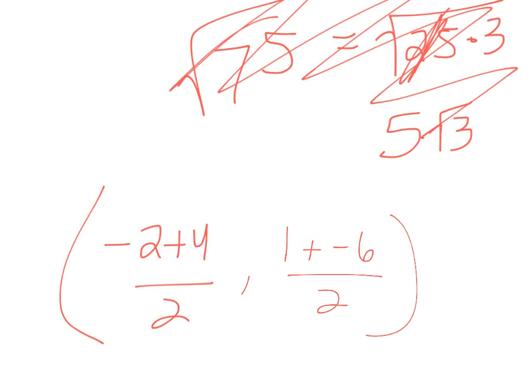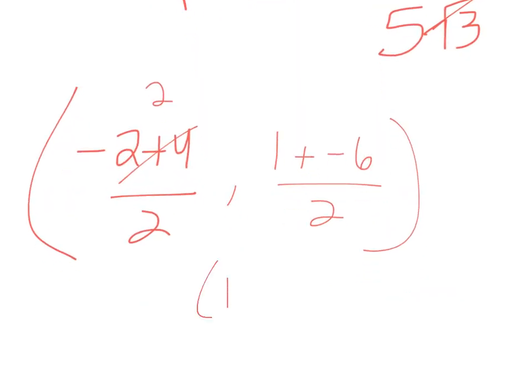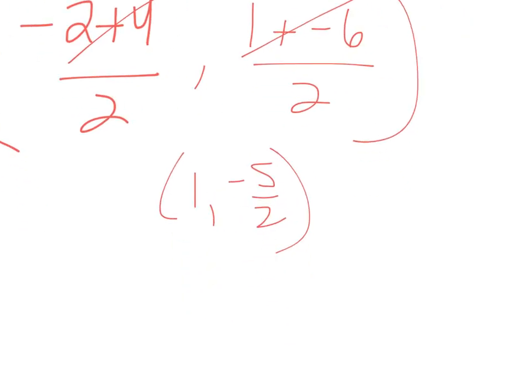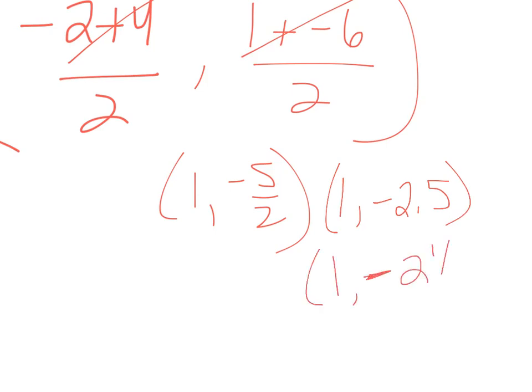So think, what is negative 2 plus 4? 2, and then 2 divided by 2 is 1. Good. What is 1 plus negative 6, or 1 minus 6? 5. What kind of 5? Good. Negative 5. So I have negative 5 over 2. Is that okay to leave it as an improper fraction? Absolutely. Another way I could write it is 1 comma what? Negative 2.5. Good. What's another way? 1, negative 2 and a half. Those are all good.